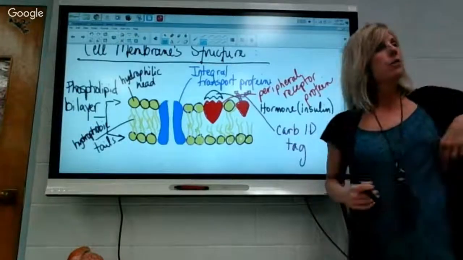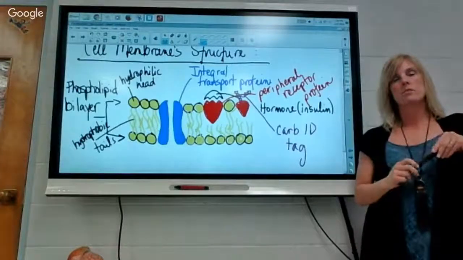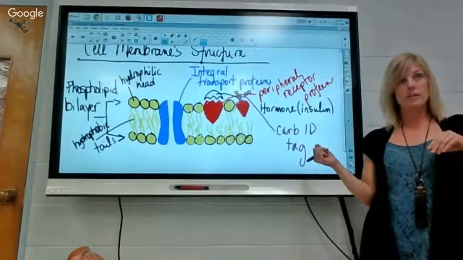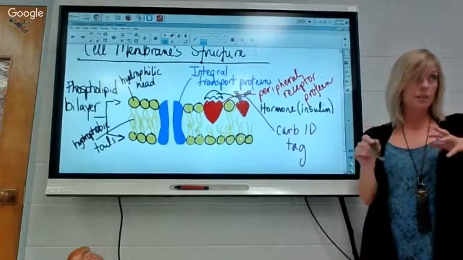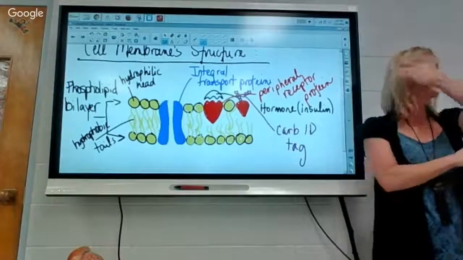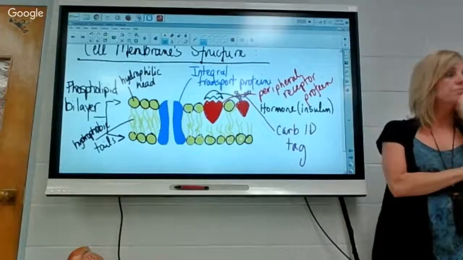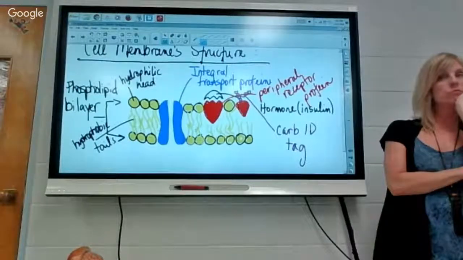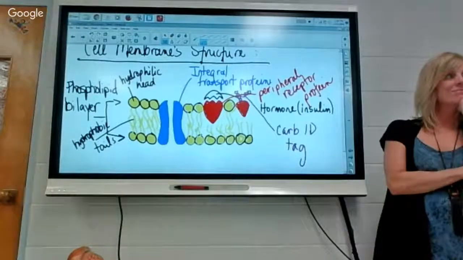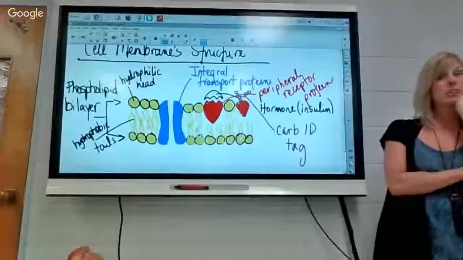So that's how your immune system knows what doesn't belong in your body. So if it has different carb ID tags, it's like, alert, alert, and it's going to start rejecting whatever it is. So what happens if you get somebody else's, you need a kidney, and somebody donates you a kidney, what's going to happen? You can reject it. So what do you have to take? You know what you have to do to prevent your body from rejecting it?